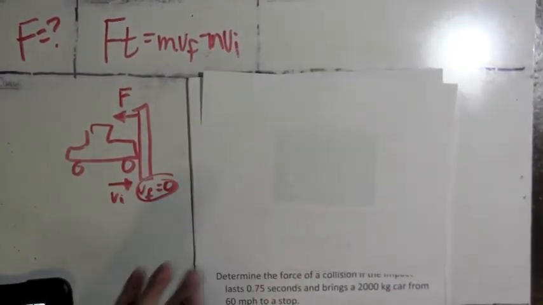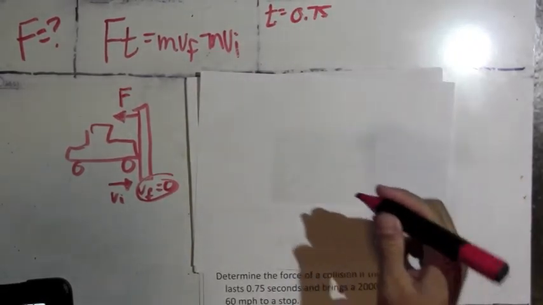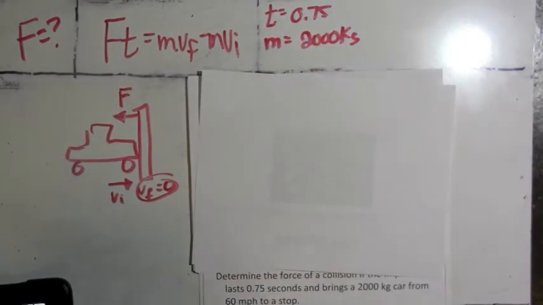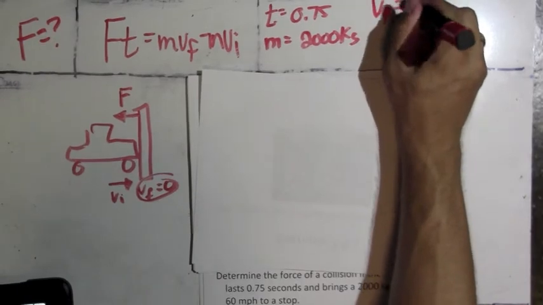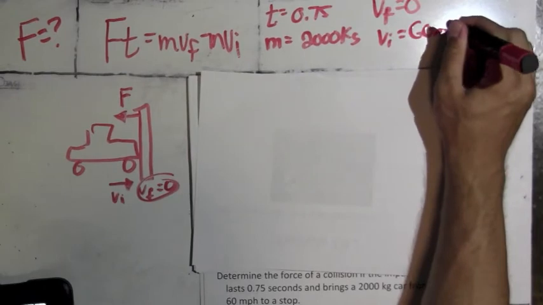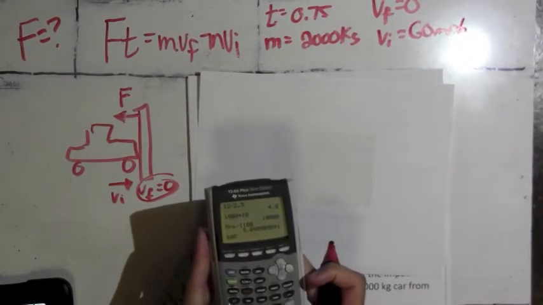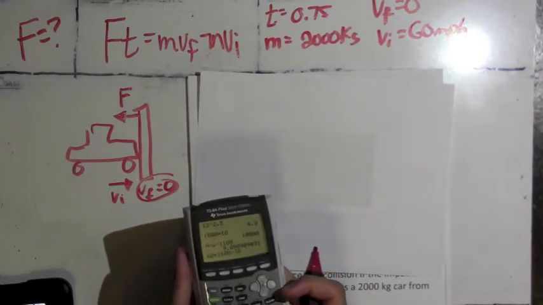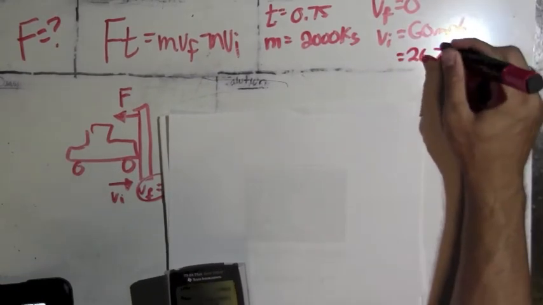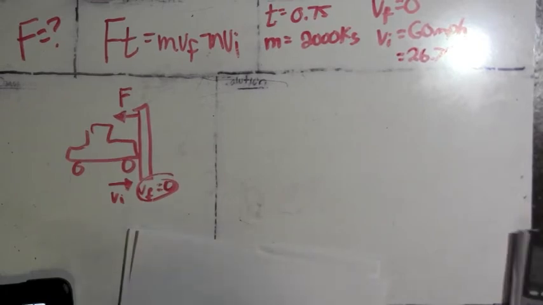So what information do we have? We have the time is 0.75 seconds. The mass of the car is 2,000 kilograms. It comes to a stop, so we know the final velocity is 0. And the initial velocity is 60 miles per hour, which to convert, you should know by now, you multiply by 1,600 and divide by 3,600, and you get 26.7 meters per second. All right, so now we've identified our givens. We can plug everything in.